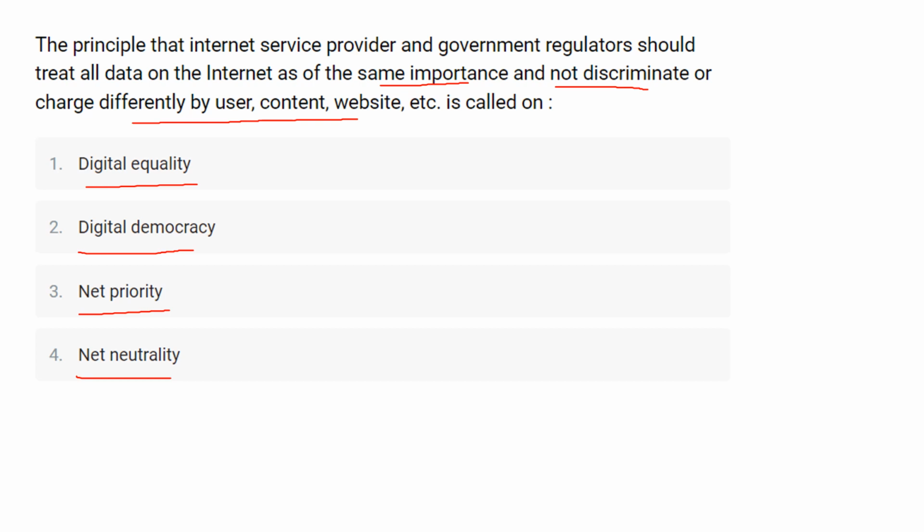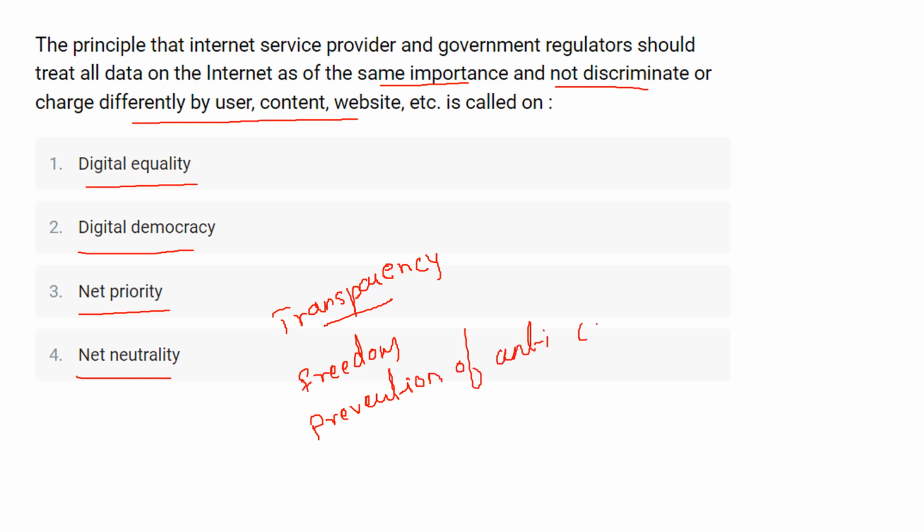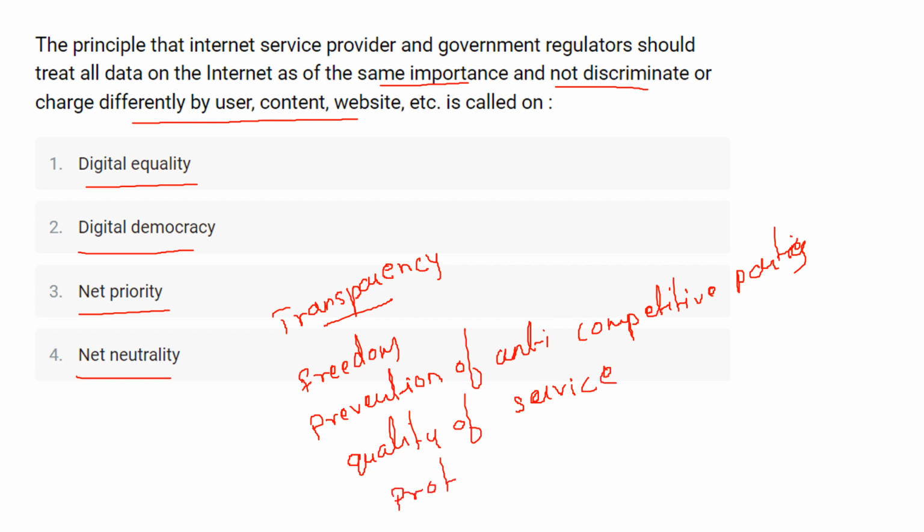Now, what are the different objectives of this? The first one here is transparency. Now, transparency in what? Transparency, the access and no discrimination in the data. Second one is preserve freedom. Third one is prevention of anti-competitive parties. Fourth one is assuring the quality of the services. Quality of service. And the last one is protecting the interest on the internet. Okay.